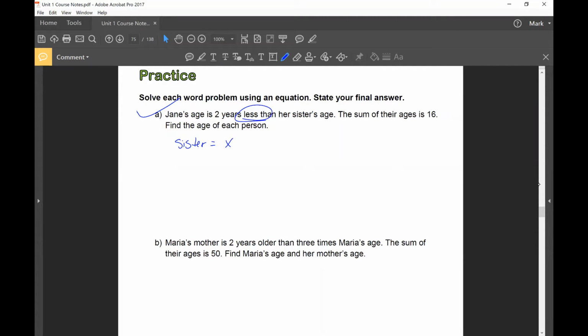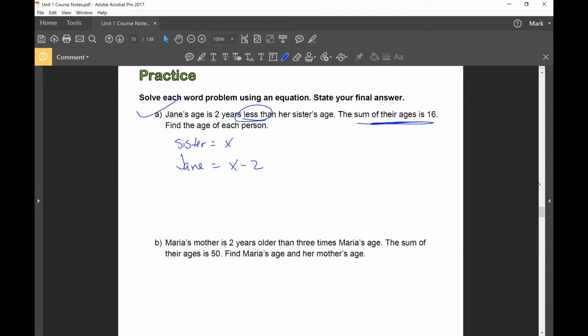Well, I'm given an expression to calculate Jane's age. Jane is 2 years younger or 2 years less than her sister's age. What a confusing way to word that sentence, by the way. Jane's age is 2 years less than her sister's. An easier way to say that, and more logical, would be Jane is 2 years younger than her sister. So the sister will be X and Jane will be X minus 2. And again, I picked the sister to be X because I needed to come up with an expression for Jane. So sister is X, Jane is X minus 2.